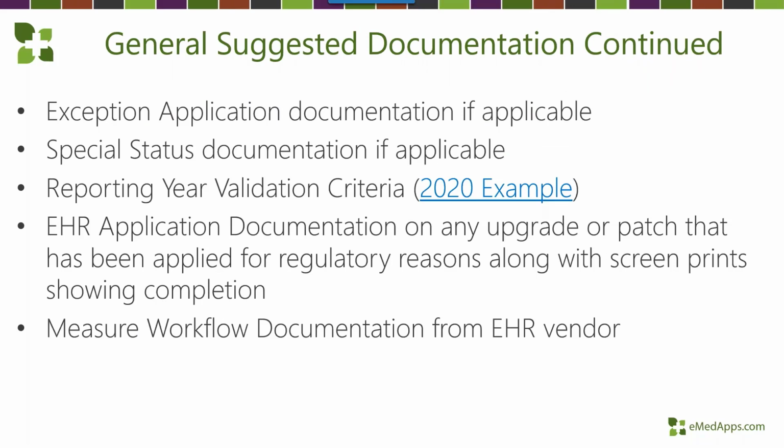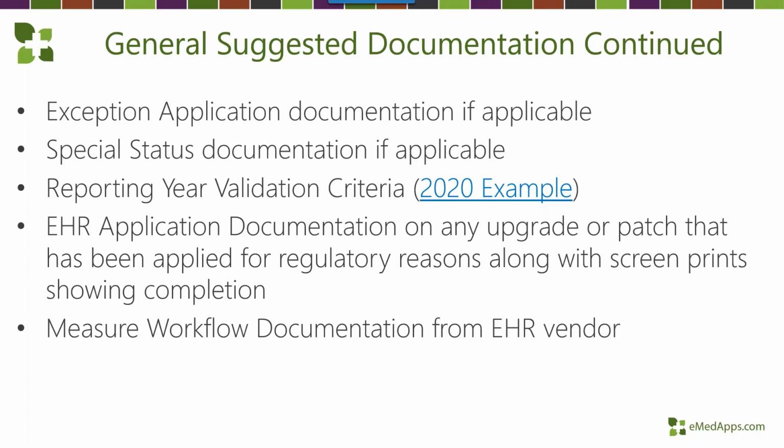Additional information, as I stated before, is your exception application. If you have that information available, if you have a special status in regards to MIPS, you want to have that information available. Any kind of validation criteria from CMS that you've used, so your benchmarks, perhaps any kind of improvement activity documentation that CMS has given, specifics related to that reporting year, definitely want to have that available to you in your audit binder.